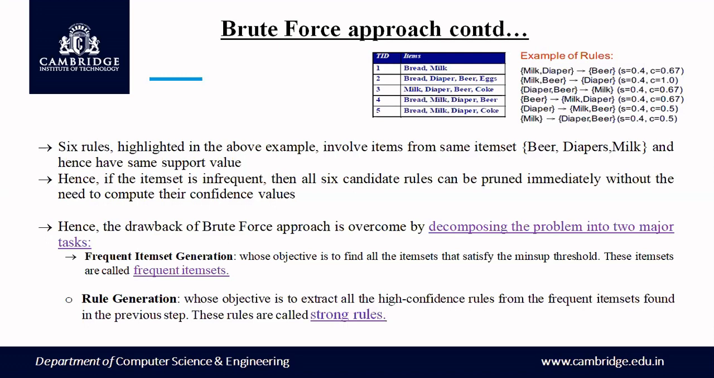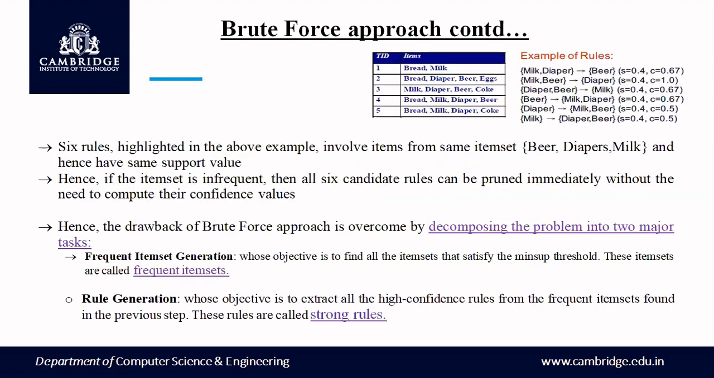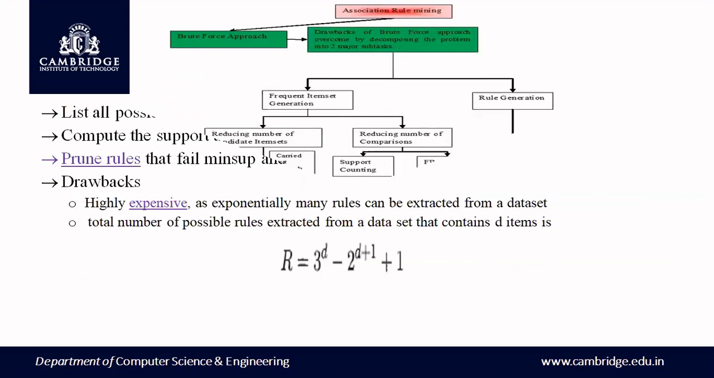Next, using these frequent item sets, when I try to determine the association rules, again, we have just left out the confidence factor till now. So using the frequent item sets, when I go for generating the association rules, for those association rules, I try to apply the confidence constraint. If those association rules satisfy the confidence constraint, then since a specific set of rules are satisfying both support and confidence, those rules will be determined as strong rules. So in order to overcome the drawback of the brute force approach only, we are moving into frequent item set generation.